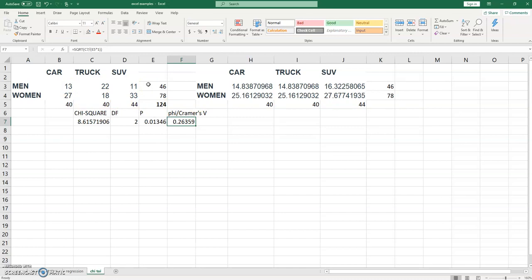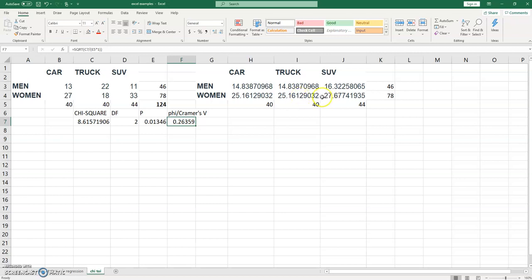But for our class, what we're going to do is take a look and compare the observed and the expected values to see where the differences exist. So basically what we see here is that women are more likely to buy an SUV than expected, and less likely to buy a truck. That's really the biggest difference. Car numbers aren't very different. The real difference is here: 7 fewer in truck and about 6 more in SUV.